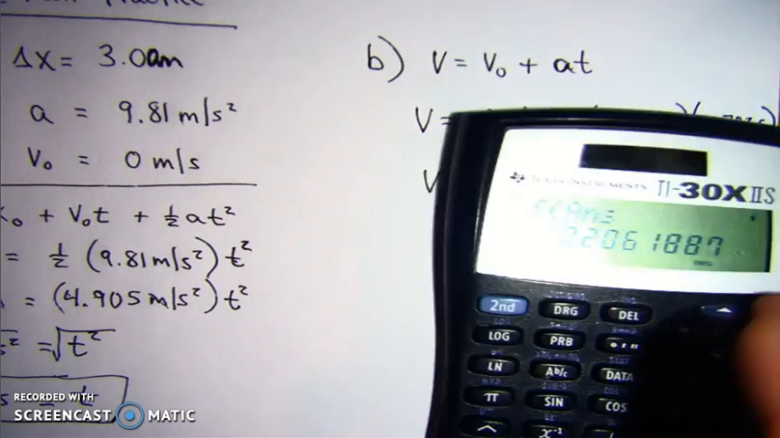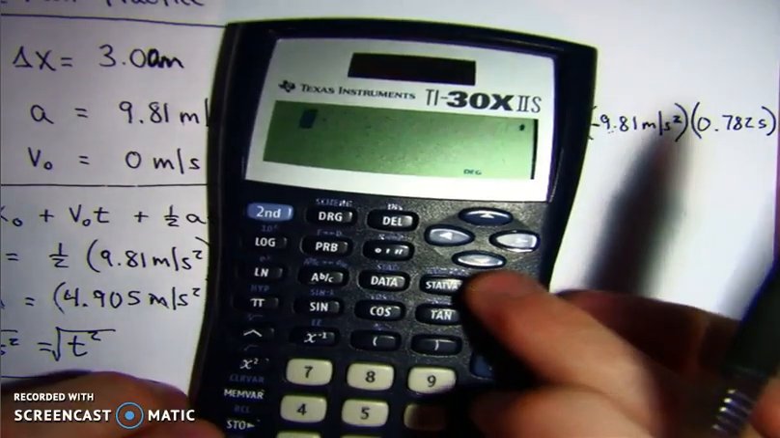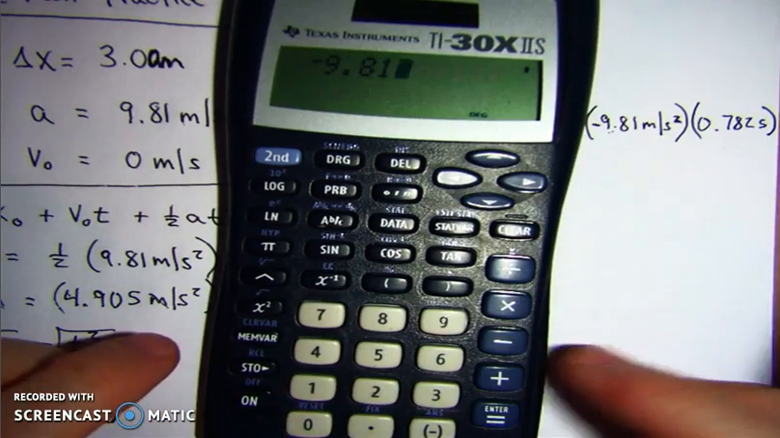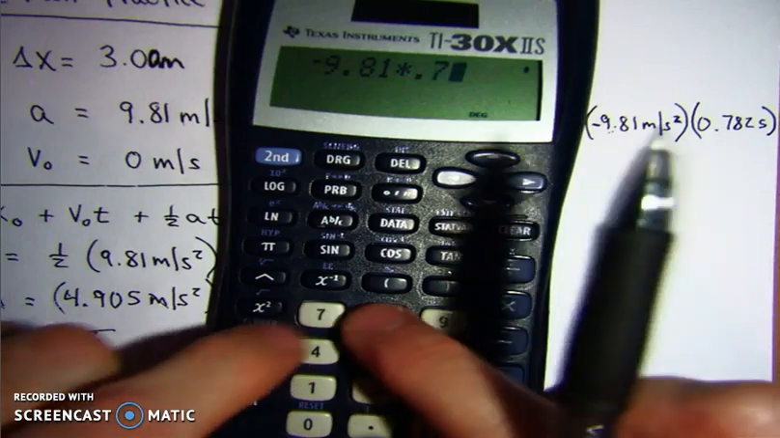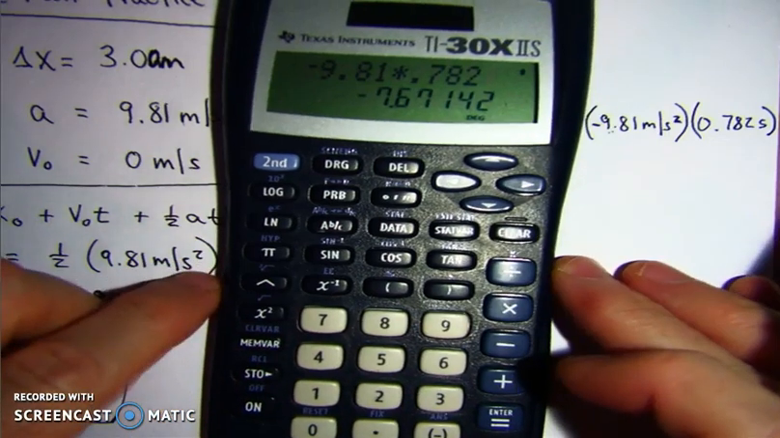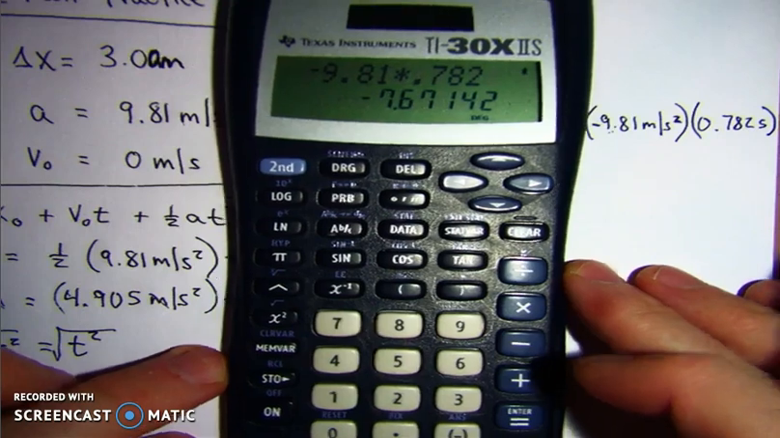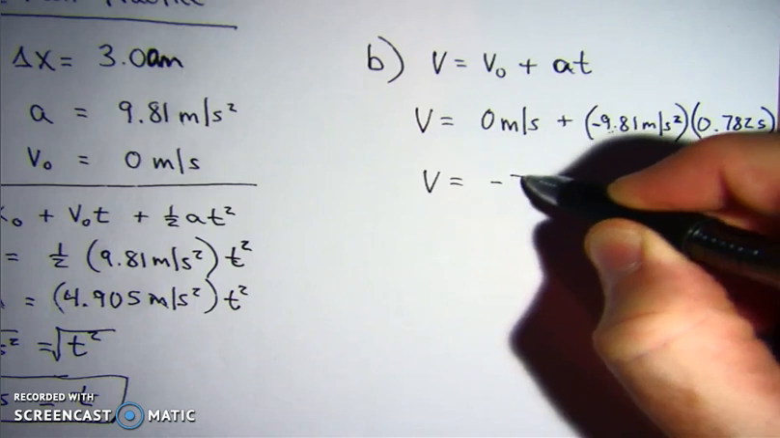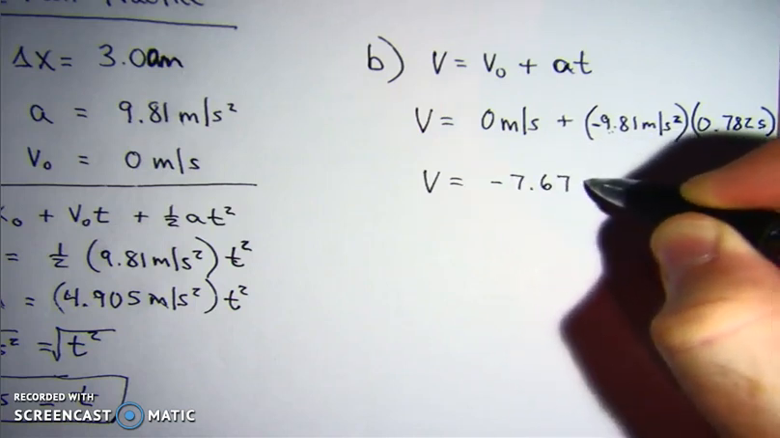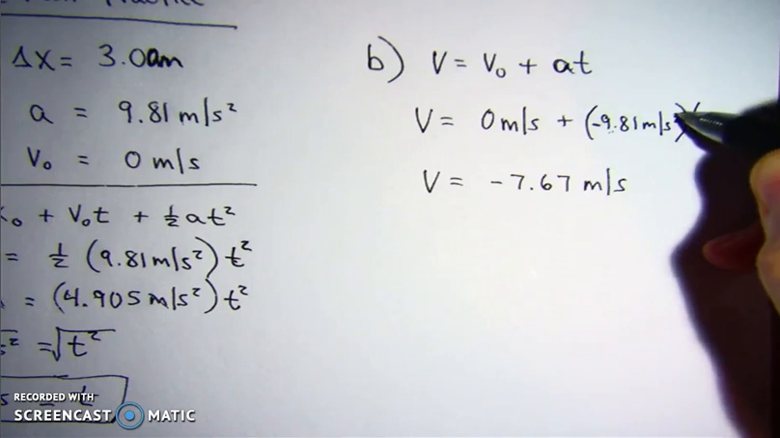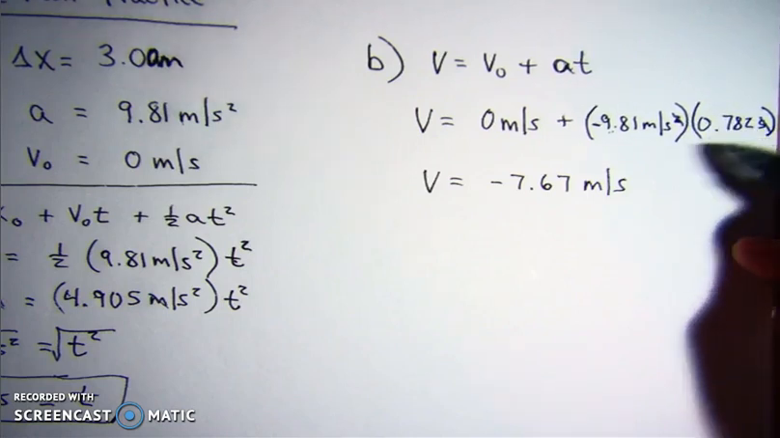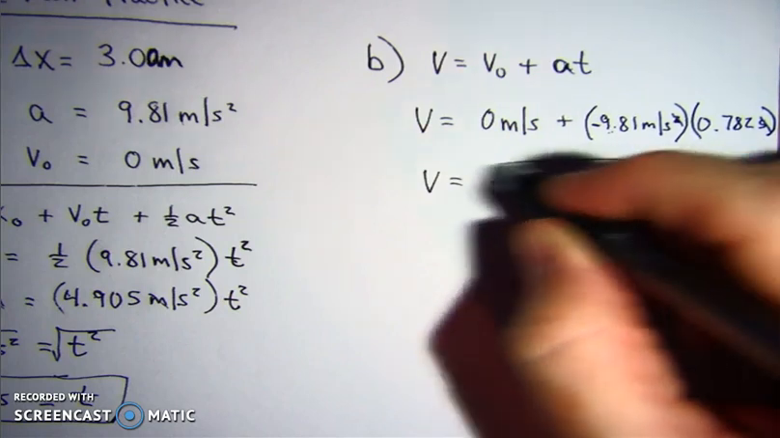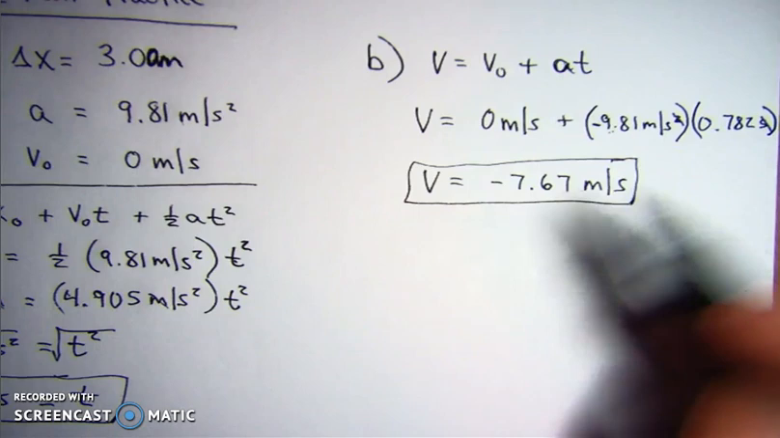Negative 9.81 times 0.782, and that is negative 7.67 meters per second, because this second will cancel out with this one. So you'll be left with meters per second as your units. So that is how we solve for our final velocity.